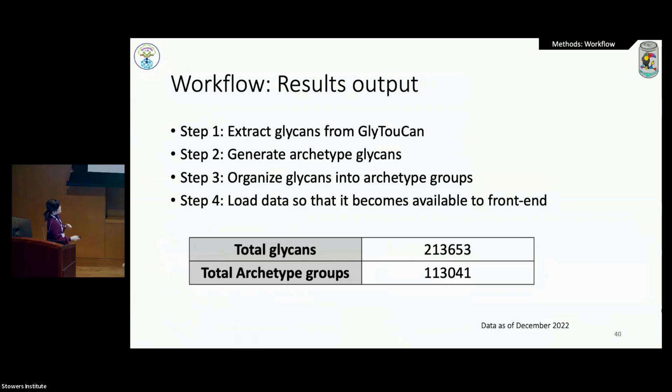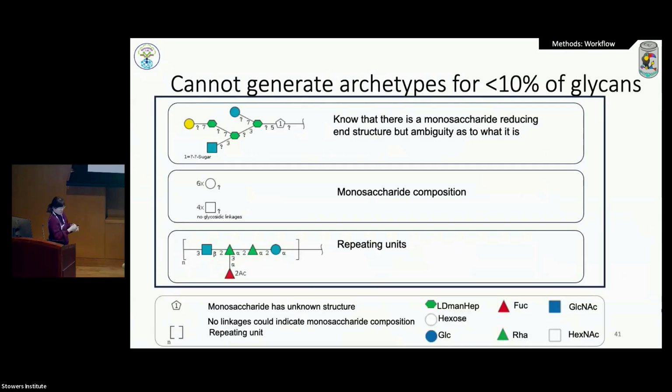And as a result, at the time, this was a while ago, we had this many glycans, and almost half of them we could organize into archetype groups. There are a few glycans for which archetypes could not be generated.